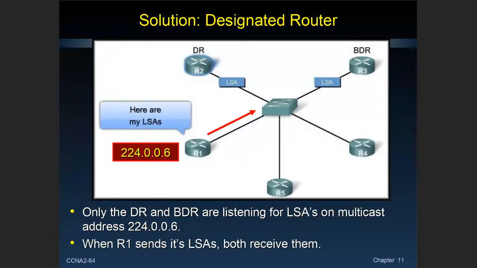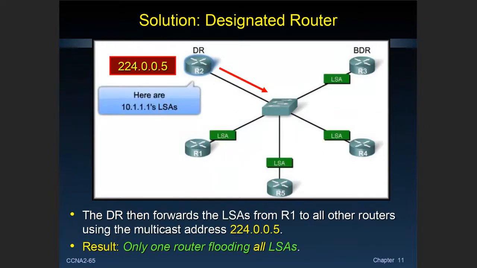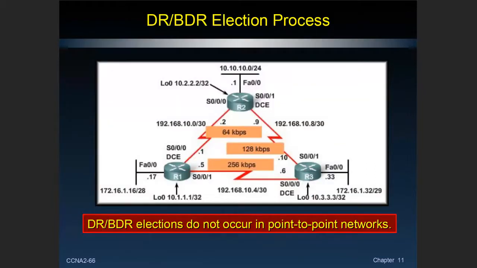So only the designated and backup designated router are listening for all these link state advertisements, with their little contents of which are each little router's corner of the network, his topology diagram. So they both receive them. And only the DR sends them. The backup designated router won't send anything unless the DR fails. So the designated router at the top in red, R2, will send the information back to all the others. Only one router floods all the LSAs instead of all these routers flooding them on every other possible connection. This cleans up and speeds up the process and lowers the amount of traffic flooded on the network as all these routers come up and try to figure out who am I and where am I supposed to be. That doesn't happen in a point-to-point network. We don't have to worry about that in serial networks.